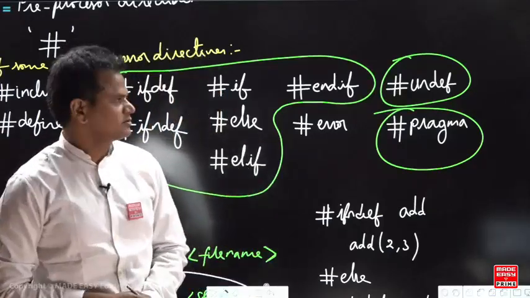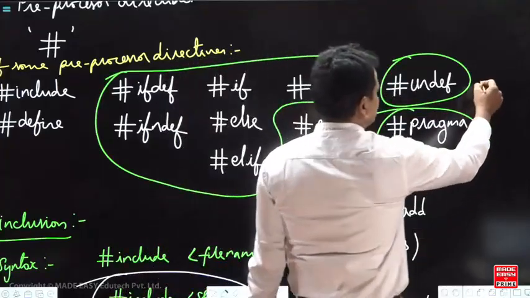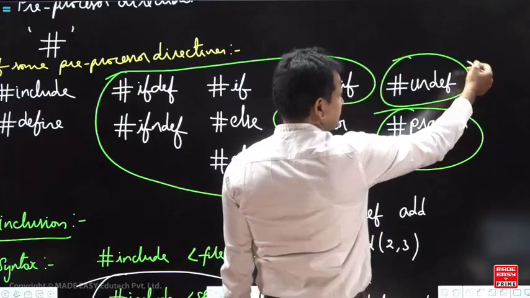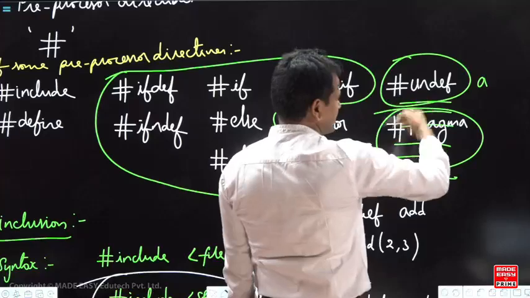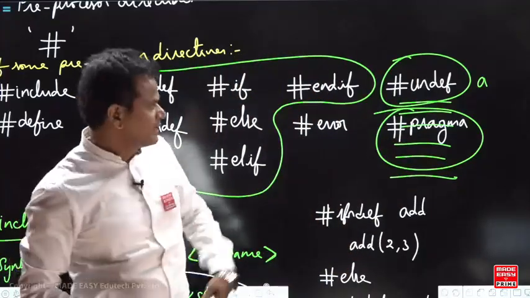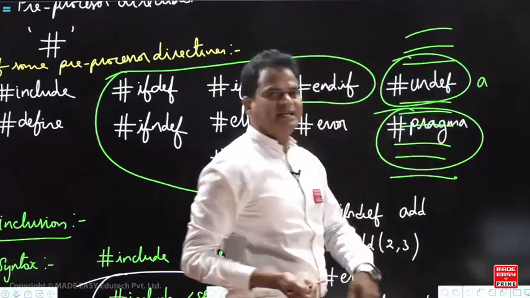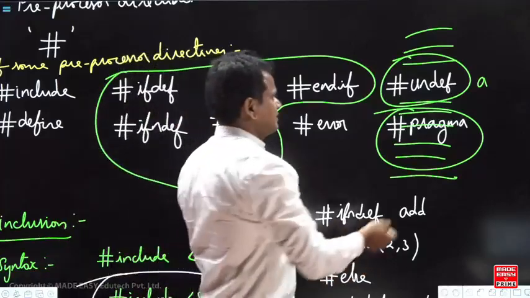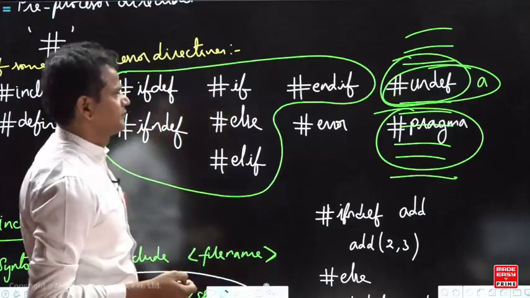I have already told you, if I write hash undef A, it means if you have already defined a macro with name A, then it will be undefined. After this statement, in whatever you write, A will not be expanded with its value. But before this statement, wherever A is there, it will be replaced with its value. That is the purpose of the hash undef statement.